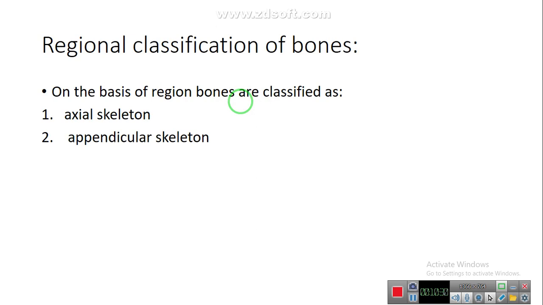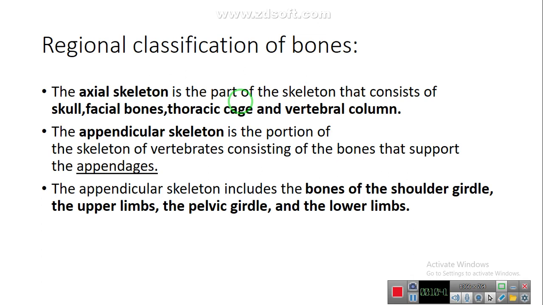Now comes the regional classification of bones. On the basis of the regions, the bones are classified into two: the axial skeleton and the appendicular skeleton. The axial skeleton is the part of the skeleton that consists of the skull bones, facial bones, thoracic cage, and the vertebral column. And the appendicular skeleton is the portion of the vertebrate skeleton that consists of the bones that support the appendages. It includes the bones of the shoulder girdle and the upper limbs, the pelvic girdle, and the lower limbs.